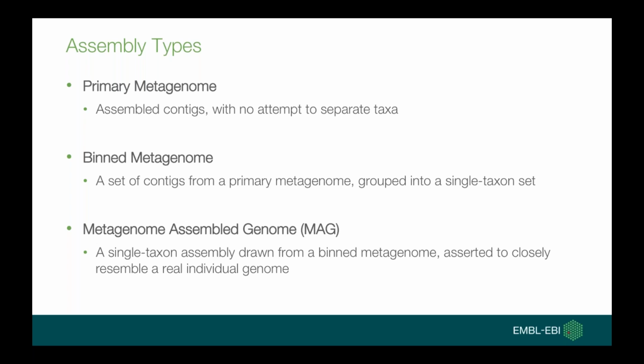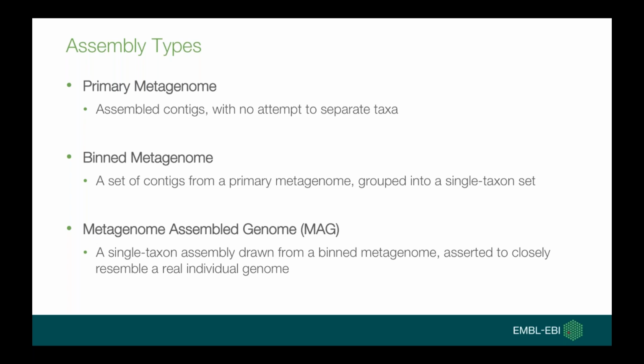And then building on that is the binned metagenome. So this is, again, a set of contigs from a primary metagenome, but you've grouped them into a single taxon set. There are different criteria, different ways you can do this, but overall, it just means that you have grouped some of the contigs on some basis.